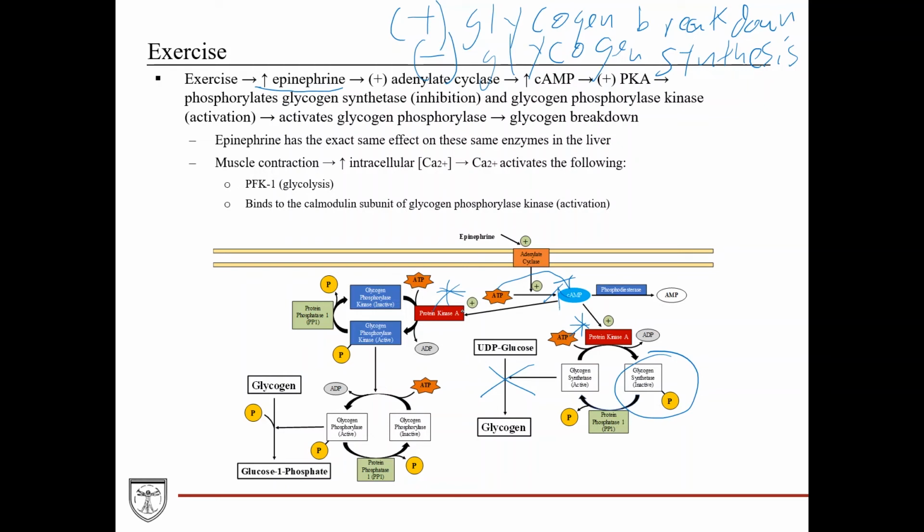And then over here, protein kinase A is going to phosphorylate and activate glycogen phosphorylase kinase, which is then going to go on and activate glycogen phosphorylase by phosphorylating it, which is then going to activate glycogen breakdown. And the thing we'll point out here is epinephrine has the same exact effect on these enzymes as in the liver as it does here in the muscle. And because the same thing in the liver doesn't use the glucose that's broken down from glycogen, it actually ships it out to peripheral tissues.